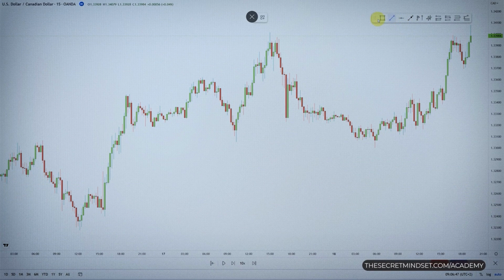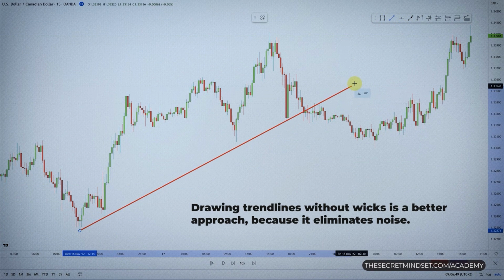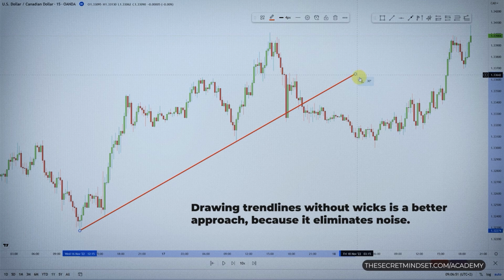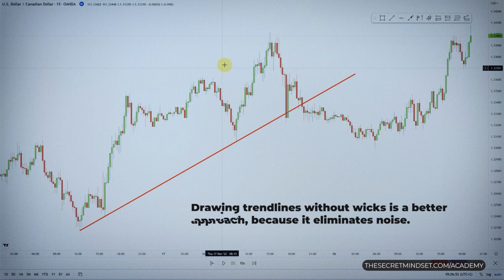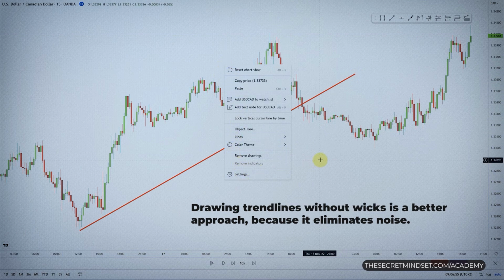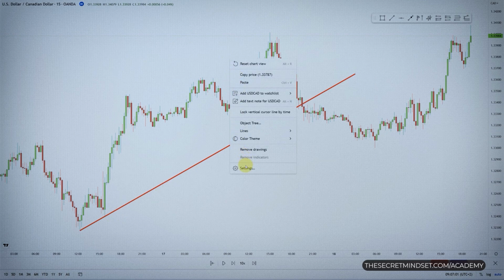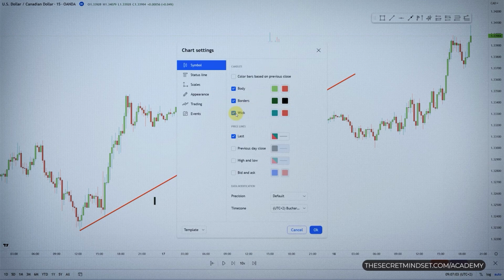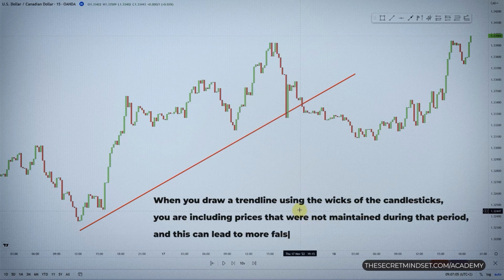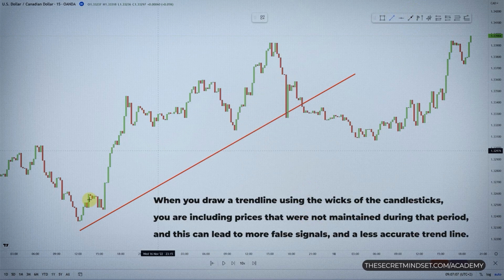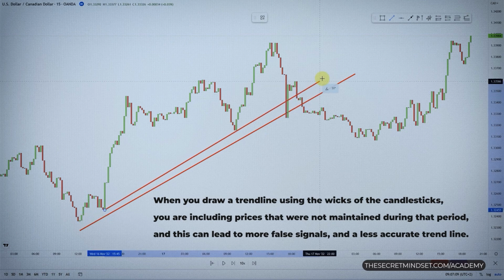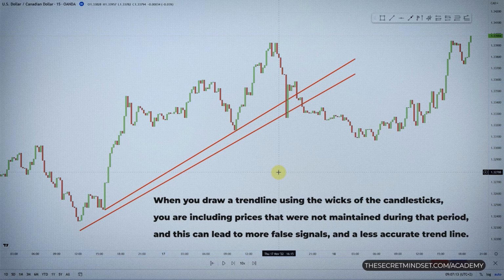Drawing trend lines without wicks is, in my opinion, a better approach because it eliminates noise. A wick is the highest or lowest price that was reached during the period represented by that candlestick, a rejection of price. When you draw a trend line using the wicks of the candlesticks, you are including prices that were not maintained during that period, and this can lead to more false signals and a less accurate trend line.